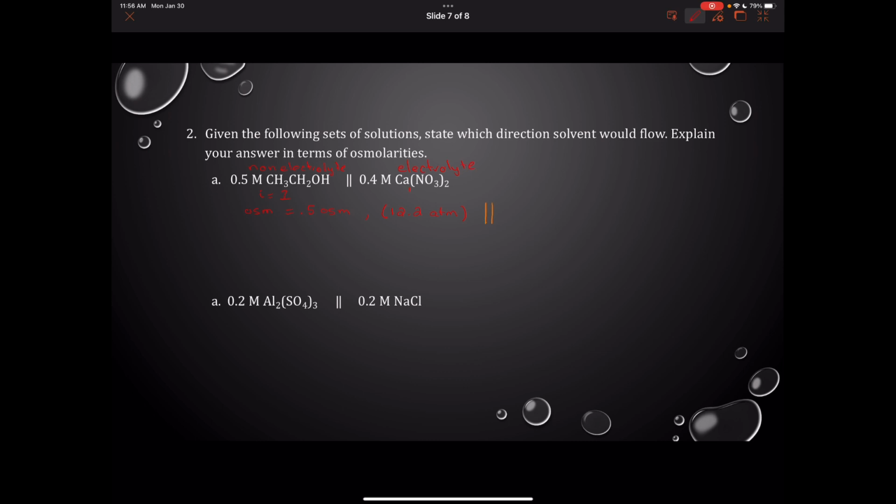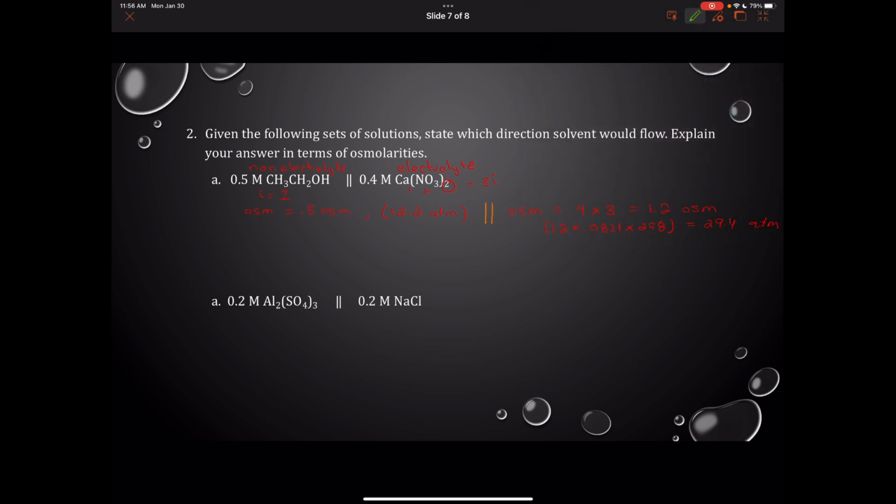I have 1 calcium plus 2 nitrates. It's going to give me an i value of 3. So my osmolarity is going to be my concentration of 0.4 times 3, which gives me 1.2 osmolar. If I were to calculate my osmotic pressure, it would be the 1.2 times R times 298 Kelvin, giving me an osmotic pressure of 29.4 atmospheres.